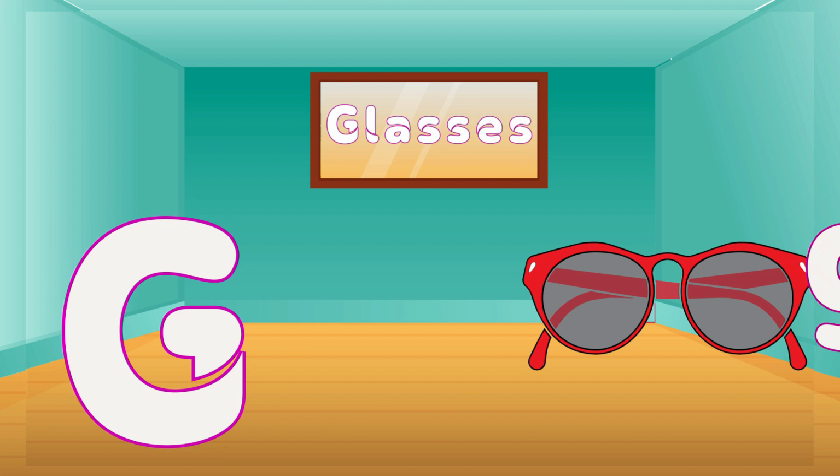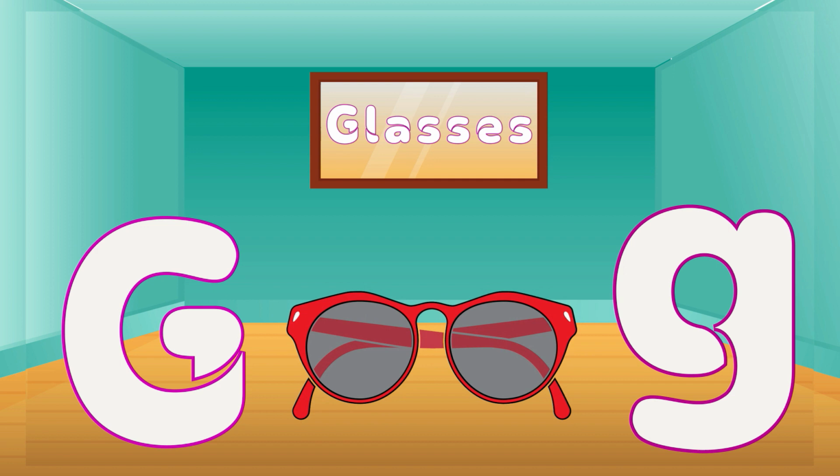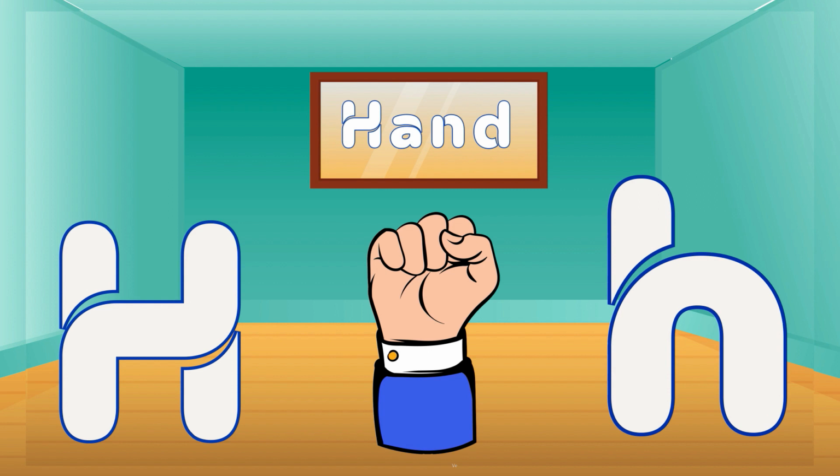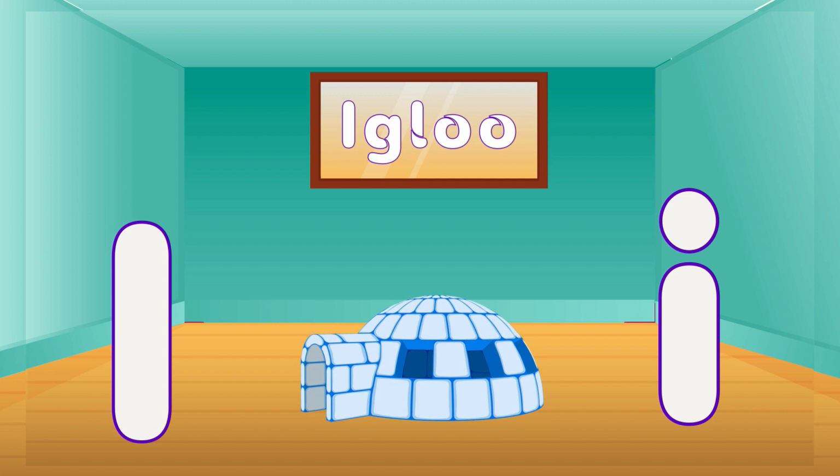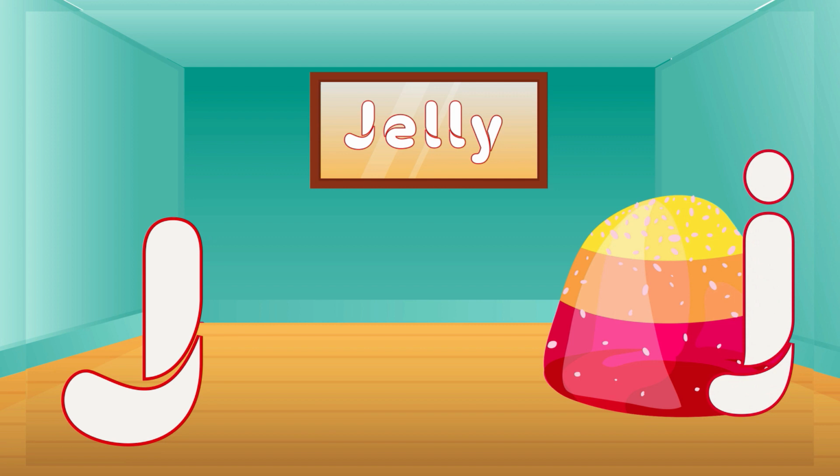G. Glasses. H is for hand. H. H. Hand. H. H. Hand. H. Hand. I is for igloo. I. I. Igloo. I. I. Igloo. I. Igloo. J is for jelly. J. J. Jelly. J. J. Jelly. J. Jelly.